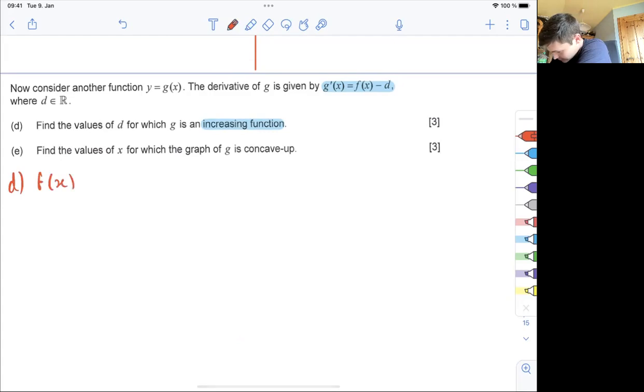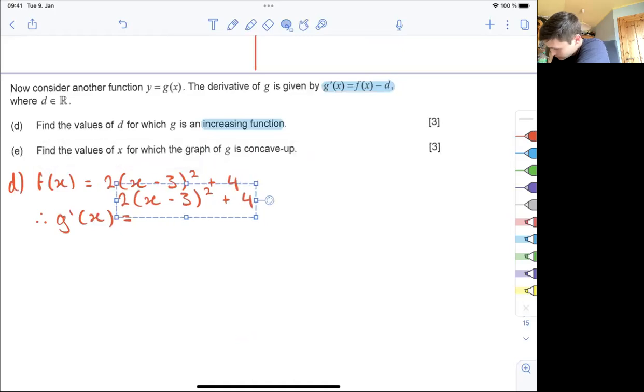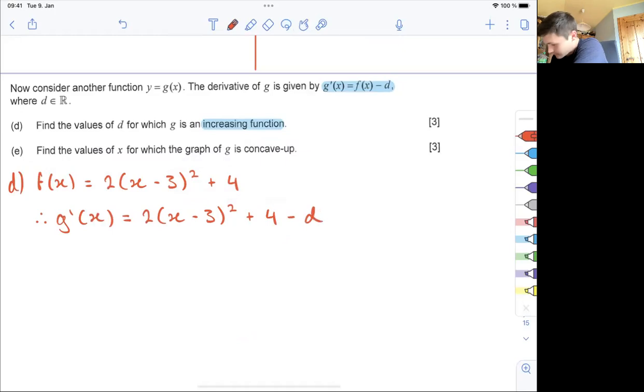f(x) is equal to 2(x minus 3) squared plus 4. So therefore, g dash x is going to equal this, minus d. And in order for it to be increasing, we need this to be more than 0.